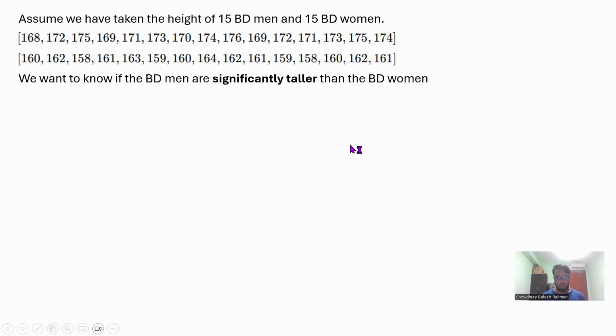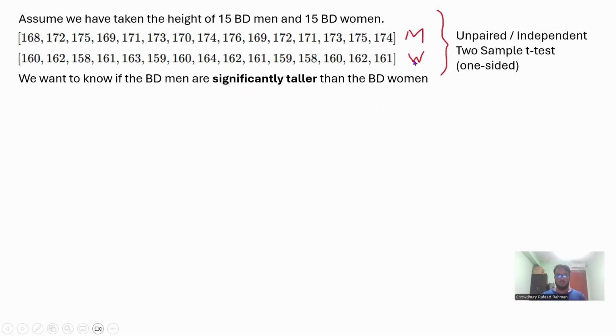This is what we want to know. So these are men heights and these are women heights. Now, this is a very ideal example of an unpaired or independent two sample t-test, and it is one-sided. Why? Let me explain first. First of all, this is just one group of height and this is just another group of height. So there is no dependence between these samples.